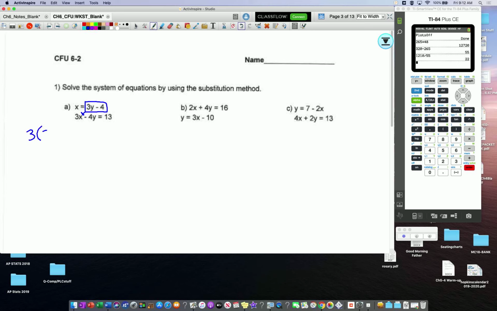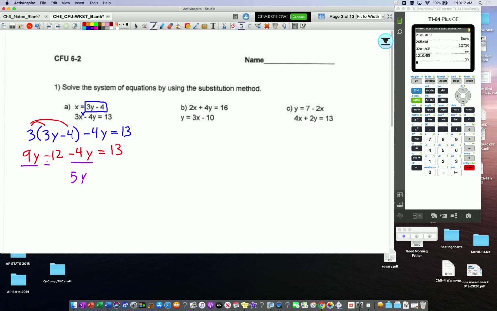So I have 3y minus 4, because I'm replacing x with what it equals, minus 4y equals 13. So now, the next step, distribute and solve for y. So I have 9y minus 12 minus 4y equals 13. Now, I like to actually do two steps at once here just to save myself a little room. I'm going to combine my y's. 9y minus 4y is 5y.